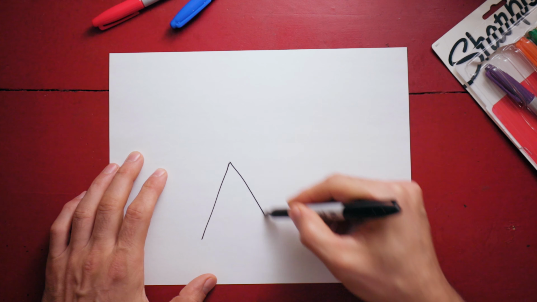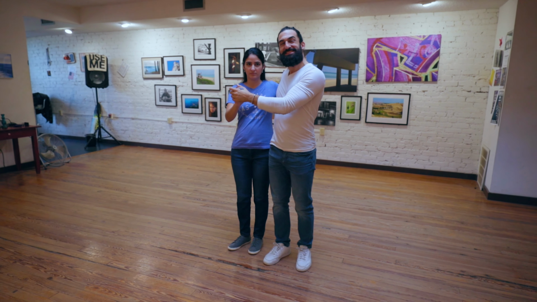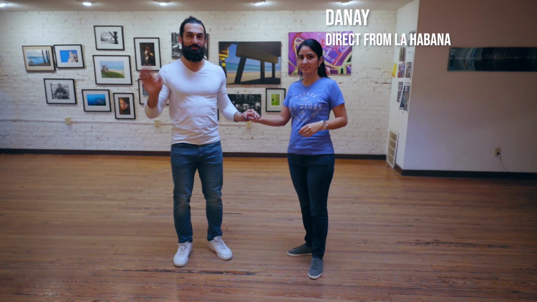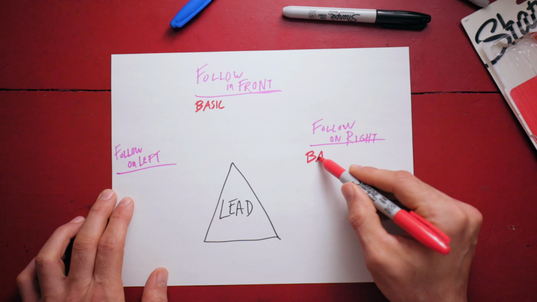In the first video, we showed 3 positions. We had the follow in front of the lead in closed position, had the follow over on the lead's right shoulder, and then over in open position on the lead's left arm. And each of those positions has its own basic step. So the basic step just means if I want to keep dancing in that same position and not move from one to the next, I would use a basic step.